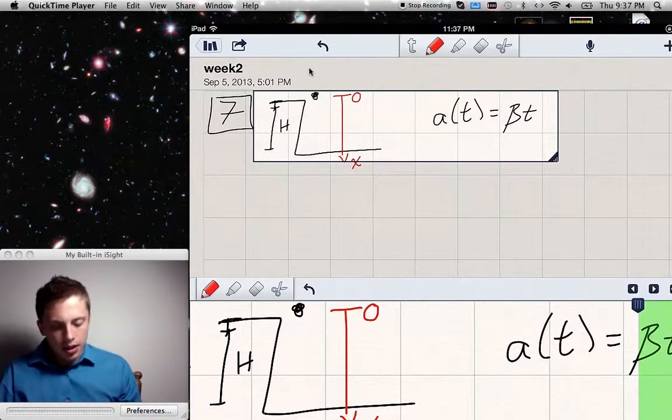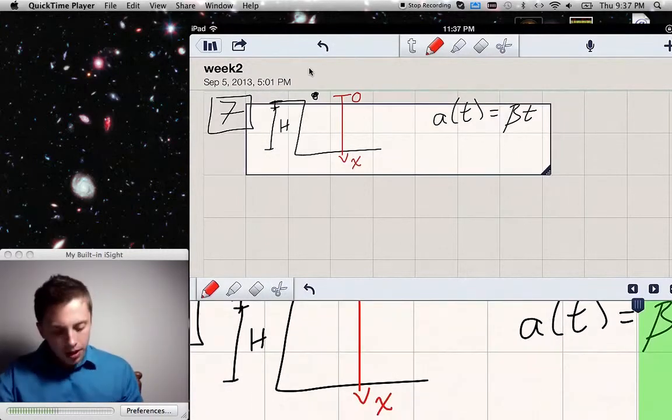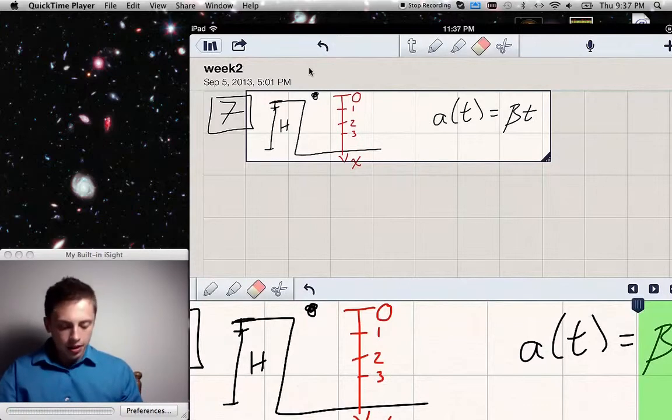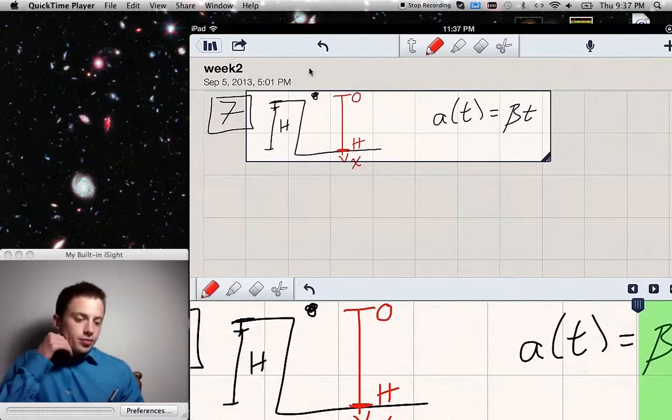Now, because we chose our positive x direction to be down, we have increasing distances down here. For example, we had 1 meter, 2 meters, 3 meters. But that's not important. None of those points are important. All that matters is this next distance h, okay?